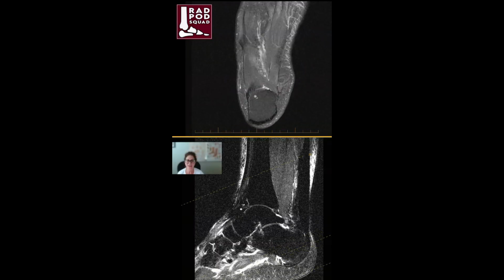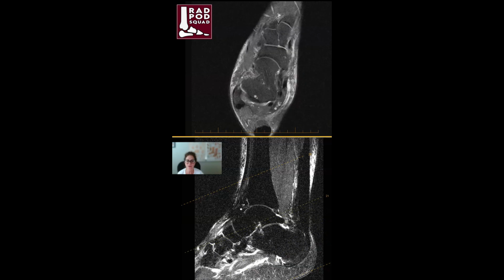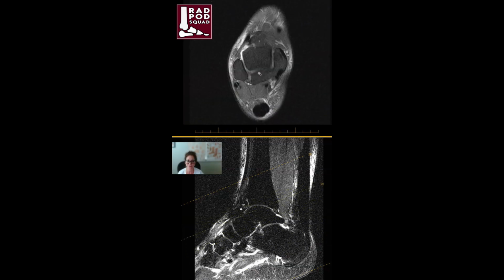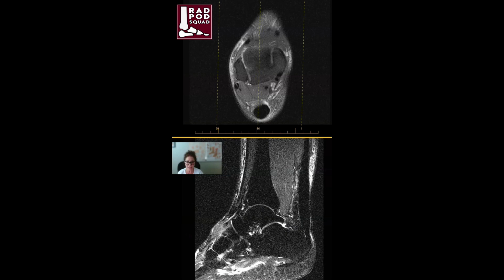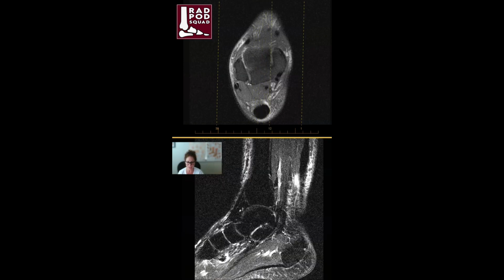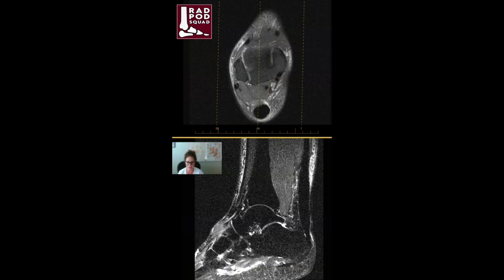Okay, so we have this nice case of a 51-year-old patient who unfortunately stepped down and felt pain in his foot. Opening up the case, we can see the thickened Achilles tendon all the way down to its insertion. We can appreciate some of this asymmetrically thickened change along the plantar fascia.